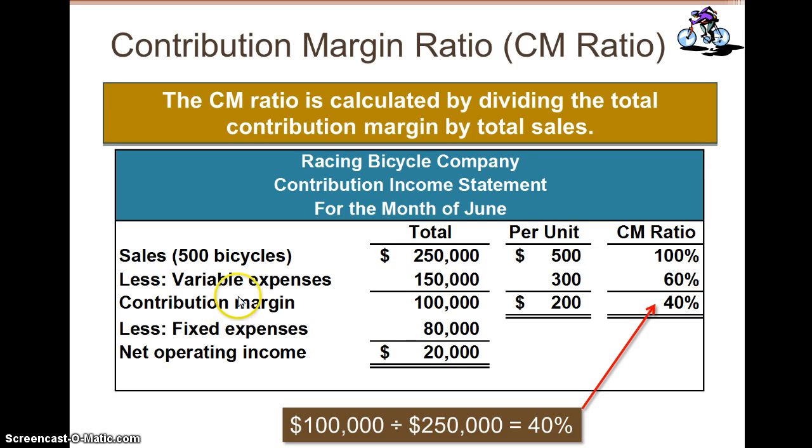So in looking at our example here of Racing Bicycle Company, they sell each bike for $500. Their variable cost is $300. Contribution margin $200. The contribution margin ratio is the contribution margin divided by sales revenue. In total, that would be $100,000 divided by $250,000, as the slide shows, or on a per unit basis, $200 divided by $500, 40%.